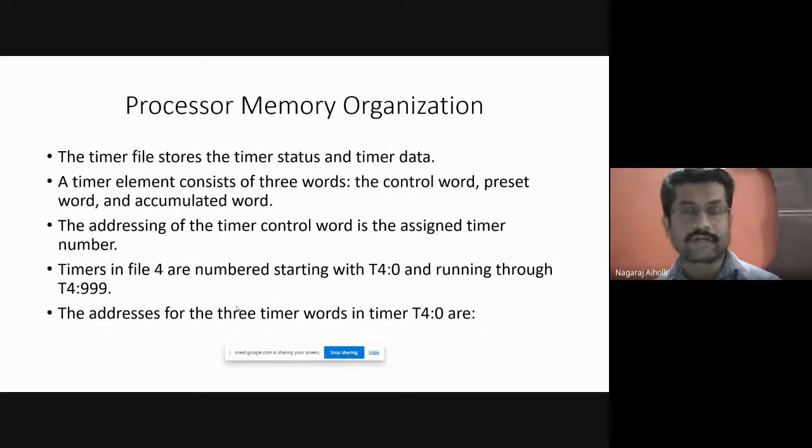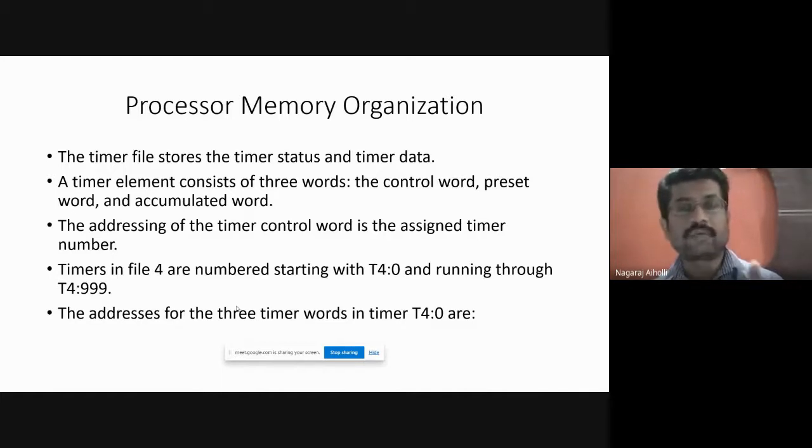Then the preset word: what value you are initially storing in the timer for beginning the process. For example, when you write a program in C language, you initialize certain variables, say int I is equal to 10, int a is equal to 5. Similarly, here also, for initializing the timer, we use what is called the preset word. We are storing the starting value in this preset word.